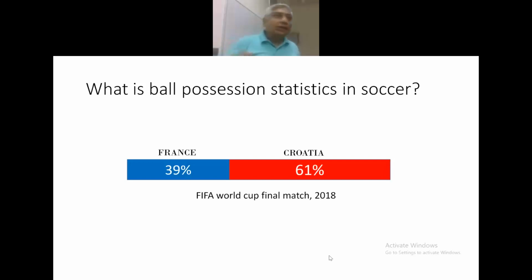In the FIFA World Cup final in 2018, France had 39% and Croatia had 61% possession of the ball. Do you know who won the match? France won the match. So the statistic is what? Completely misleading. It means nothing, basically. Even if you have a very low percentage of ball possession, and the ball was with the team for very few minutes, they could still overpower the other.